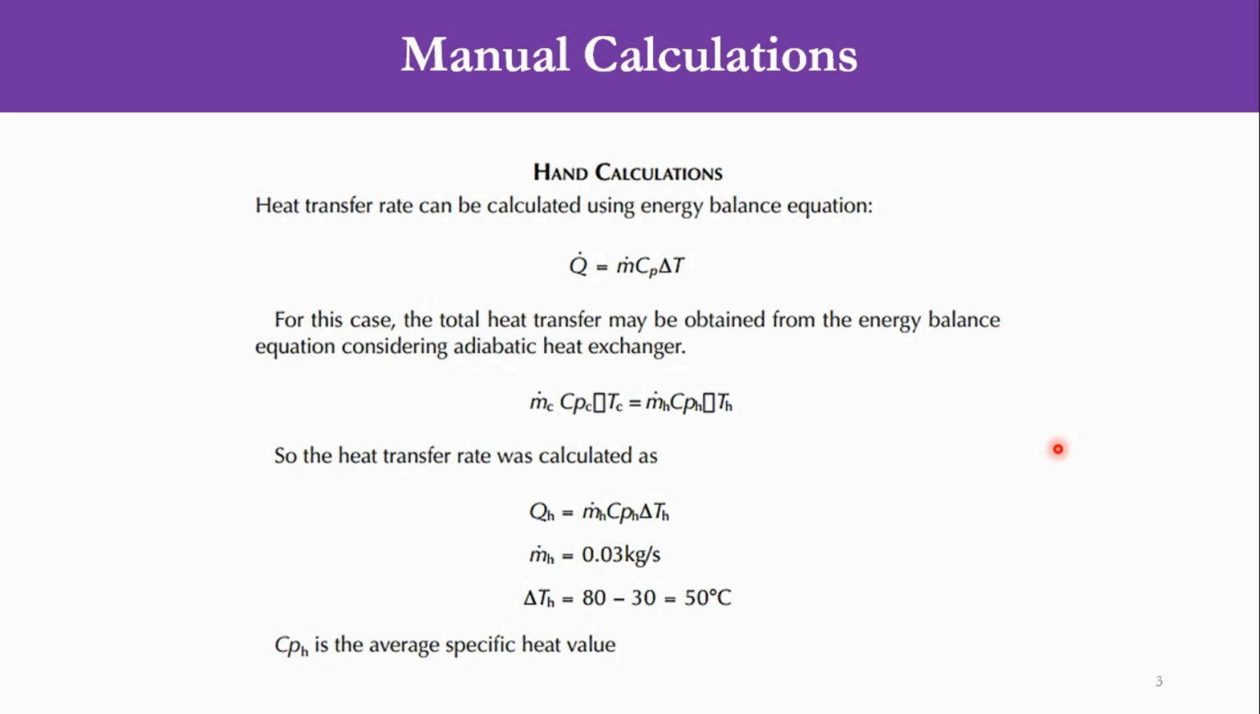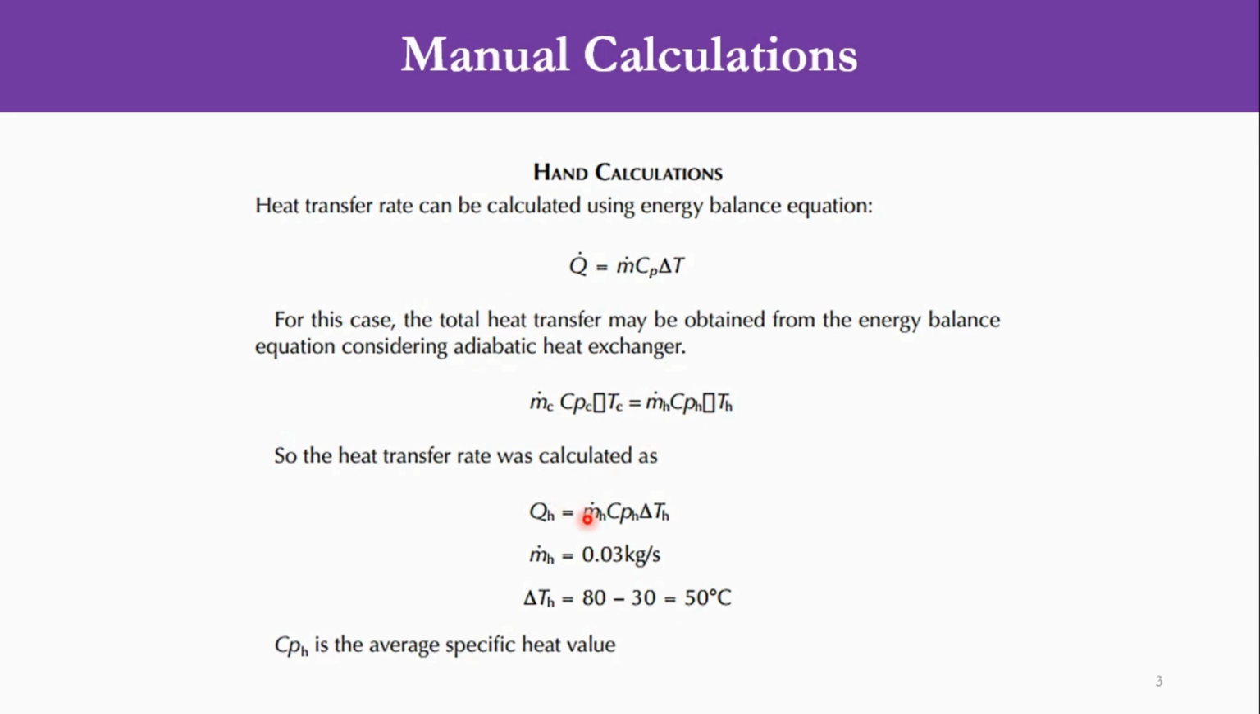So the first part is the manual calculation, which we will be going through now. We know the standard equation Q is equal to mCp dT. For this case, the total heat transfer may be obtained from the energy balance considering the adiabatic heat exchanger. So we say Q1 is equal to Q2, or Q of H is equal to Q of C. Now Q of C is m of C, mass flow rate of the cold fluid, Cp of the cold fluid, temperature of the cold fluid, is equal to mass flow rate of the hot fluid, Cp of hot fluid, temperature of hot side. This is the delta T of C, this is the delta T of H.